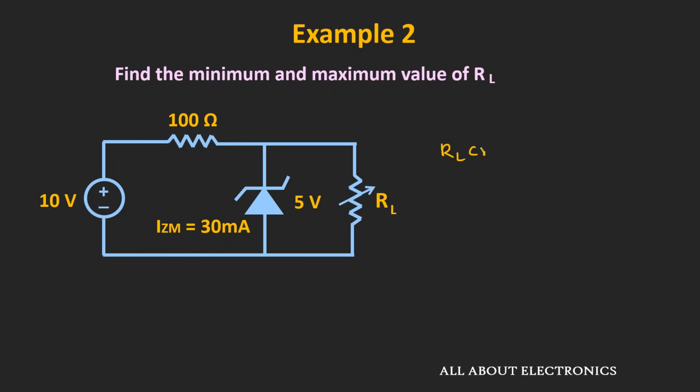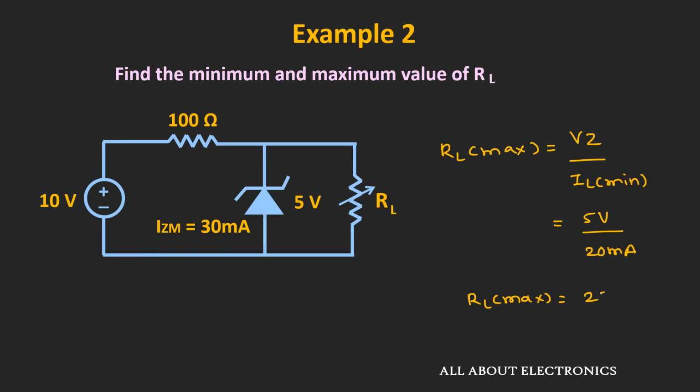So this will be the minimum current which will flow through this load resistor, and from this we can say that the maximum value of the load resistor will be equal to Vz divided by IL minimum, that means 5 volt divided by 20 milliampere. So the maximum value of the load resistor will be equal to 250 ohm. From this we can say that for the given parameters, when the value of the load resistor is in between 100 ohm and 250 ohm, the given circuit will work properly as a voltage regulator.